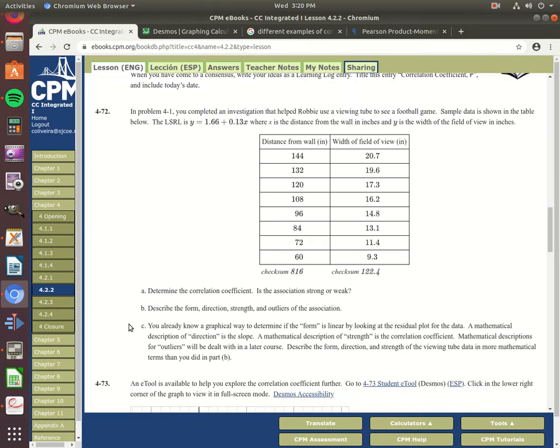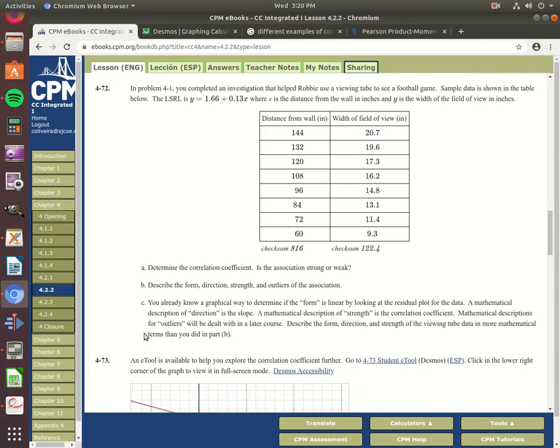All right. Describe the form, direction, strength, and any outliers of the association. Again, strong and positive. I would say no outliers. You already know a graphical way to determine if the form is linear by looking at the residual plot for the data. A mathematical description of direction is the slope. A mathematical description of strength is the correlation coefficient. Mathematical descriptions for outliers will be dealt with in a later course.